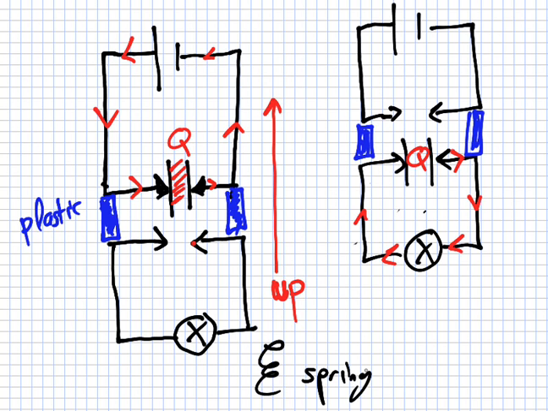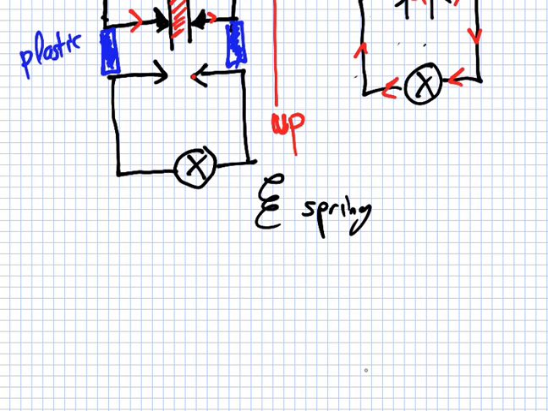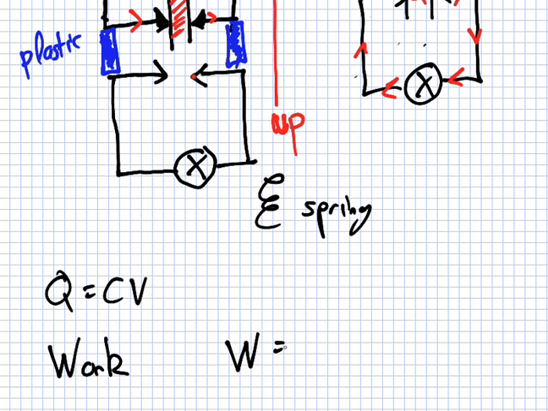Our capacitor stores charge, so we know that Q equals CV. But if we want to know how much work our capacitor can do when it's fully charged, the formula for how much work the capacitor can do is a half CV squared.